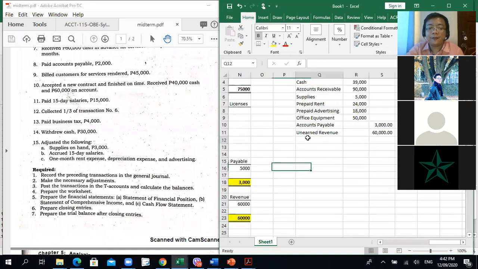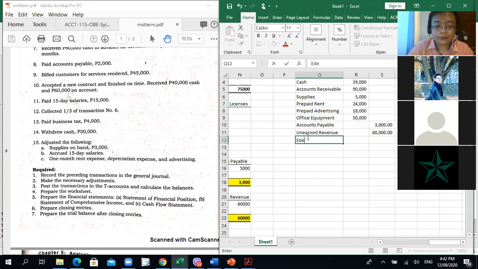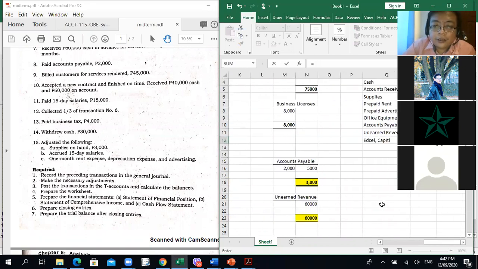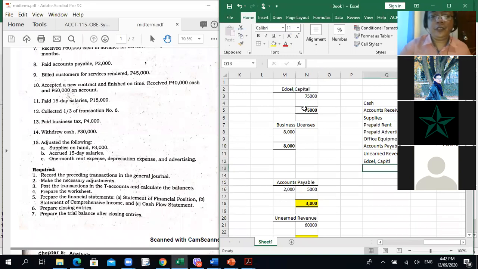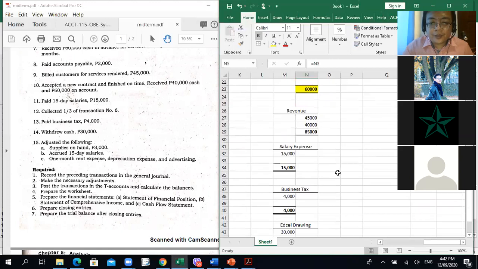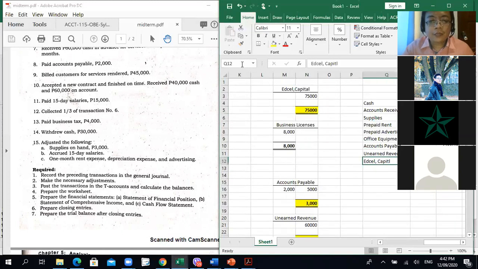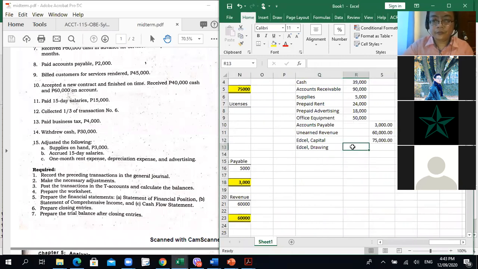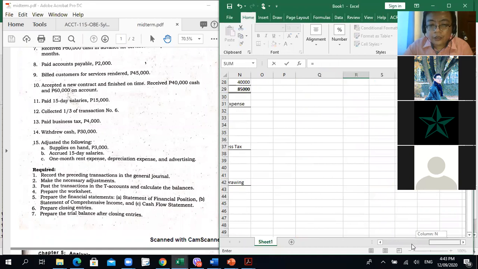Alright. So you have here Edsel, capital. So how much is Edsel capital? Taas yan. So you have here 75,000. What else? Your Edsel drawing. Capital to ha. Walang A. And you have also capital drawing. So how much is the drawing? 30,000. So you have here 30,000 Excel drawing.